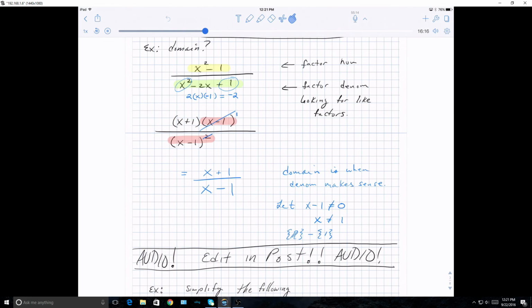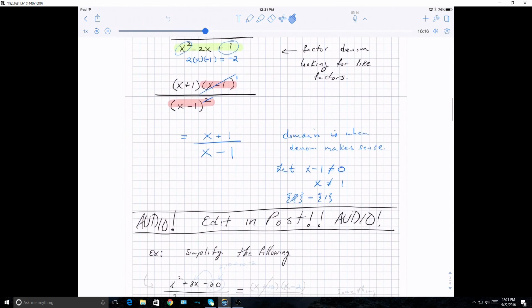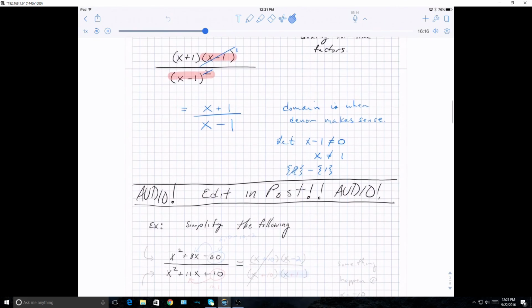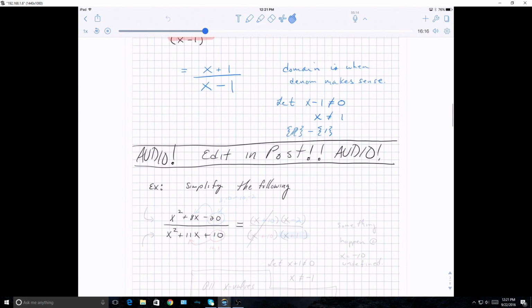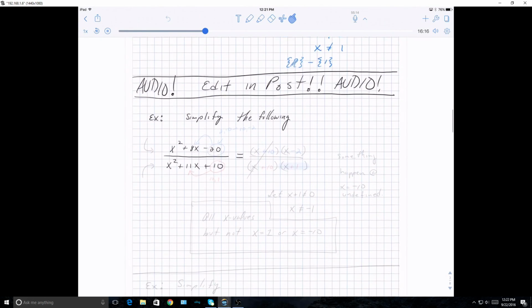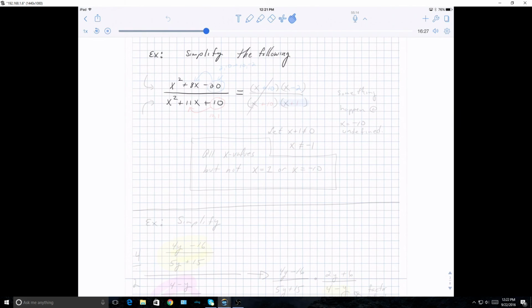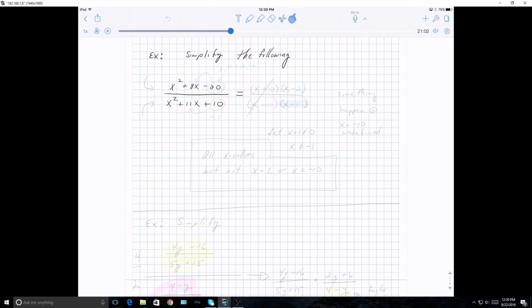All right. Let's look at some more interesting examples now, and let's start to do some simplifications. So now let's take a look at another example.